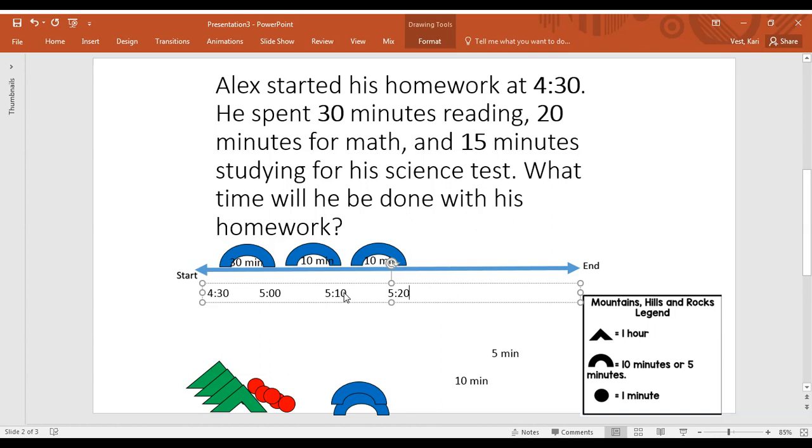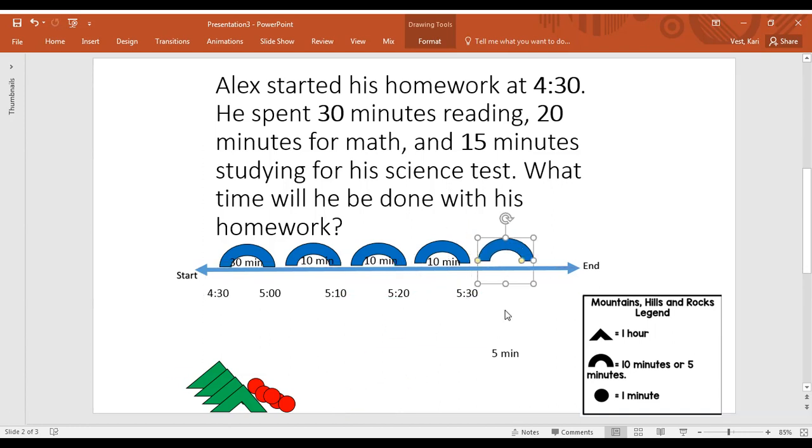Now I need to look at the 15 minutes that he studied for his science test. So I'll use a hill to represent 10 minutes of that 15 minutes. So we're now at 5:30. And then one more hill to represent the 5 minutes of that 15 minutes. And so the ending time for his homework is 5:35.